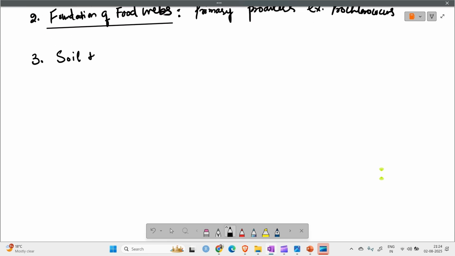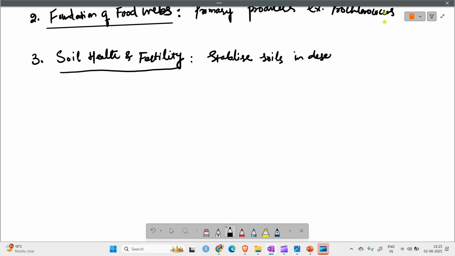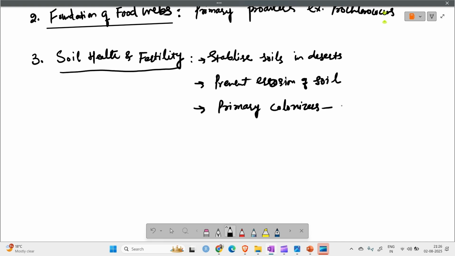Soil health and fertility. On land, cyanobacteria play a crucial role in stabilizing soils in deserts and degraded lands, preventing erosion and helping other organisms establish themselves. Okay, and they are primary colonizers in succession. And then they pave the way for other higher forms to establish themselves.